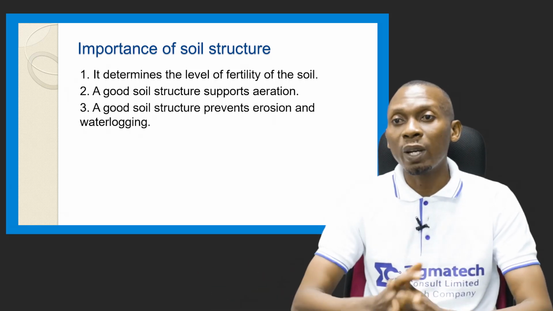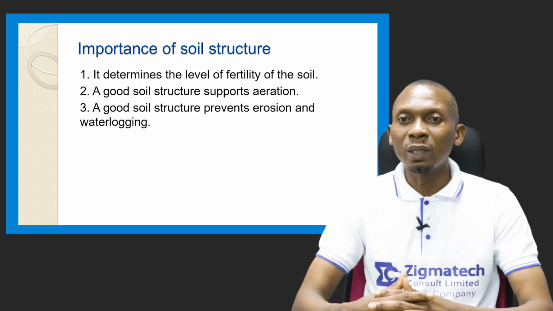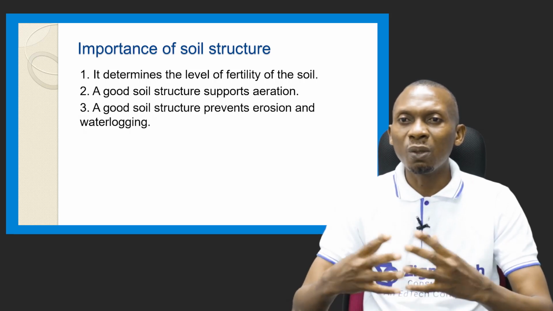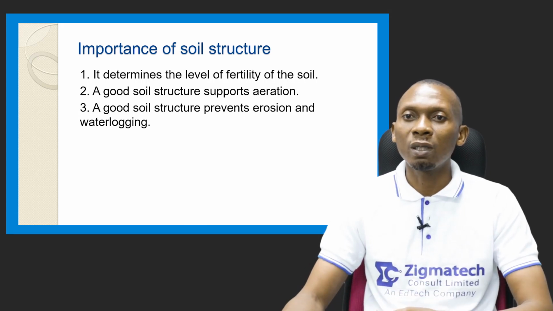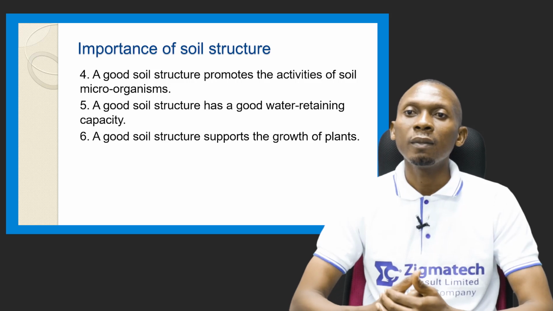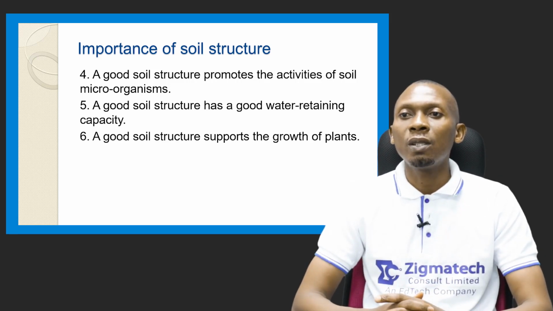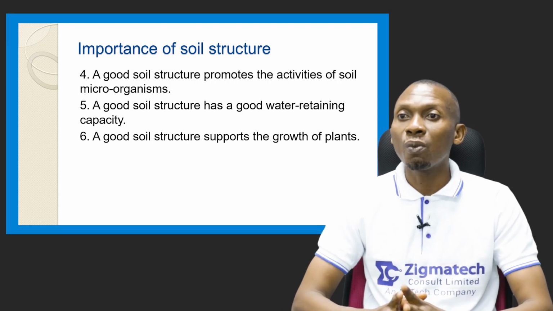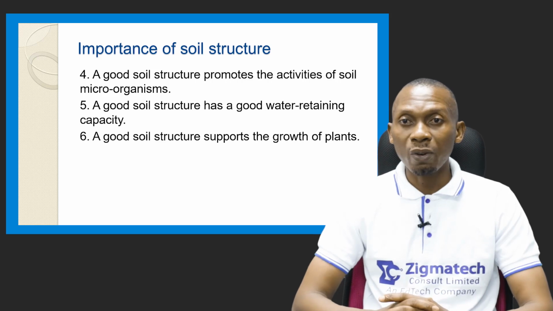Erosion has to do with washing away of the topsoil. Waterlogging has to do with too much water, excess water located on the farmland. So a good soil structure prevents erosion and waterlogging. And it also promotes the activities of soil microorganisms.